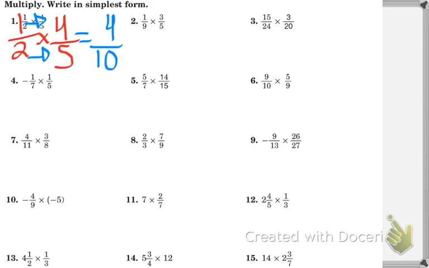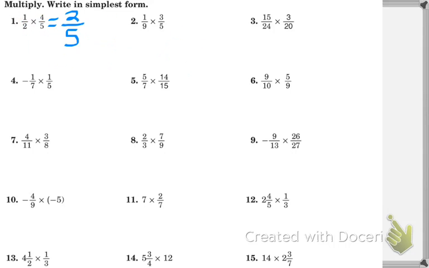Your job now is to make sure that if it simplifies, you do that. So 4 over 10 does simplify. 2 goes into both of those, so it turns into 2 over 5. So 4 over 10 turns into 2 over 5, and that's your answer to number 1. Alright, let's take a look at number 2.